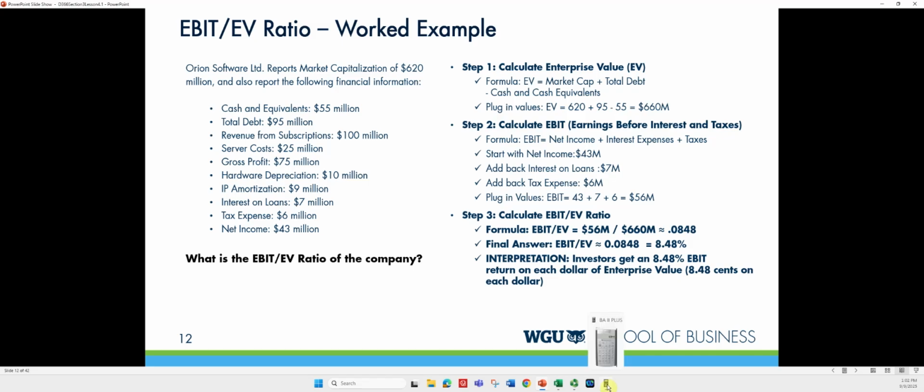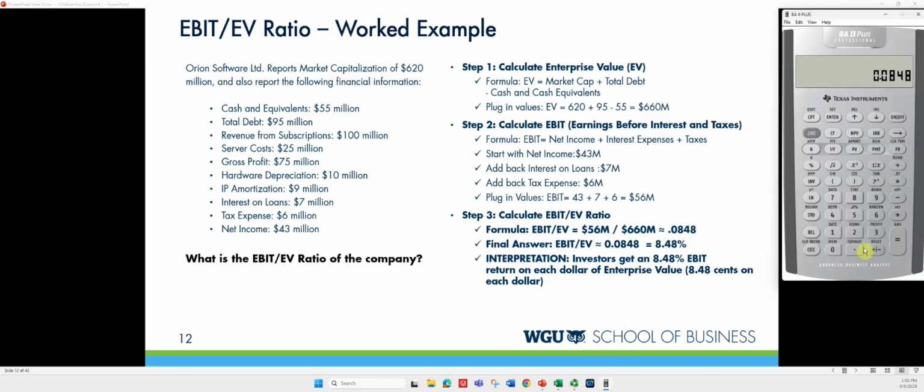So let's grab the calculator again and perform that calculation. So we take our $56 million, which is our EBIT divided by the enterprise value of $660 million. And that gives us 0.0848, which is 8.48%. So the way we interpret this is our investors get an 8.48% EBIT return on every dollar of enterprise value. So they're earning 8.48 cents on each dollar of enterprise value.